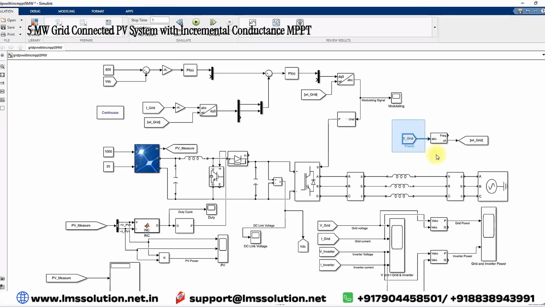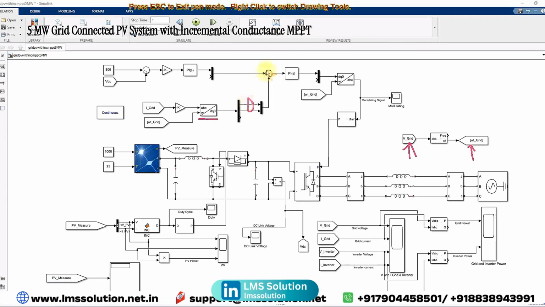The phase angle with respect to time will be taken from the PLL. The input for the PLL will be the grid voltage, and the output will be the phase angle with respect to time. That will be used for converting ABC to DQ0 by using the power transformation. After that, we are going to control ID and IQ. So we have to take only the ID and IQ values and compare them with the ID and IQ references. And here you have to process via the current controller.